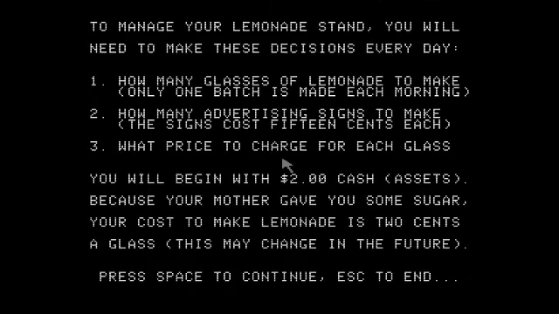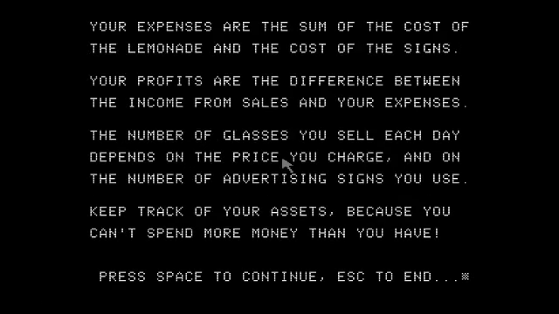Okay, and then it runs through with, it's a really simple game. You get 3 decisions. How many glasses of lemonade to make, how many advertising signs to make, and what price to charge for each glass. And then it goes on to tell me that I start off with $2 in assets, and lemonade is currently 2 cents per glass, although that might change as I run out of sugar. So a little bit of interesting thing there. And then it actually explains a couple of financial terms: expenses, profit, and this is because each day you get a financial report.